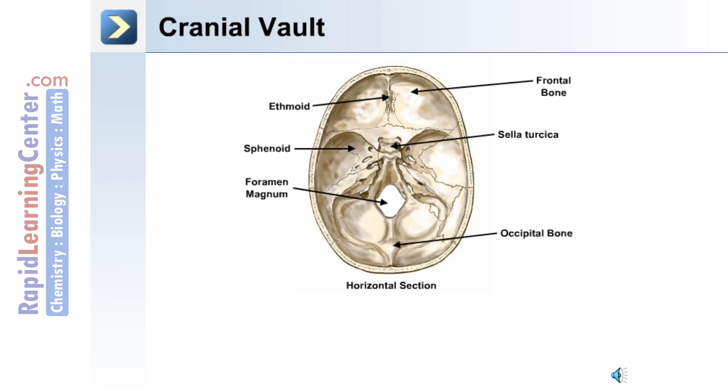This horizontal section shows the bones in the cranial vault. At the anterior is the frontal bone and the ethmoid bone. The sphenoid bone is a butterfly-shaped bone that spans across the horizontal section. It has a sella turcica, which underneath contains the pituitary gland. At the posterior end is the occipital bone, in which is the foramen magnum.